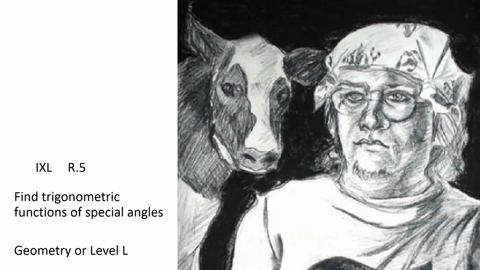So we want to look at R5. You'll be finding the trigonometric ratios for our special angles, which means you'll be looking at that 45, 45, 90 triangle, and you'll be working with that 30, 60, 90 triangle.